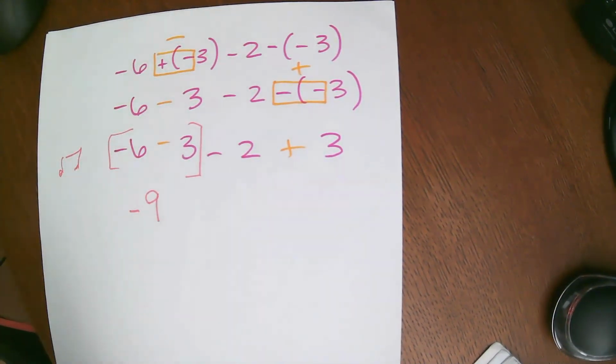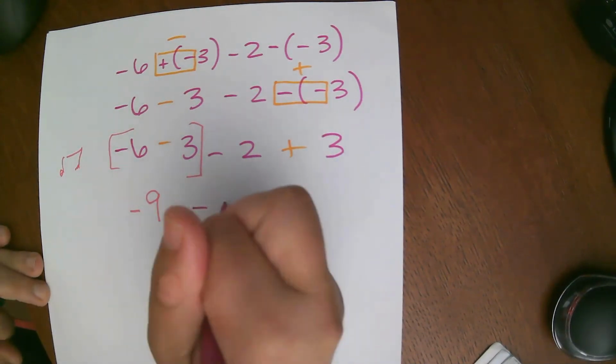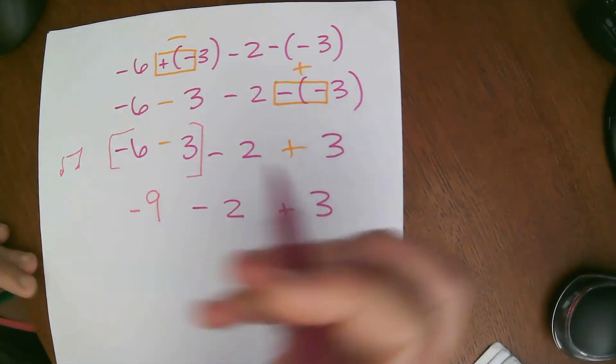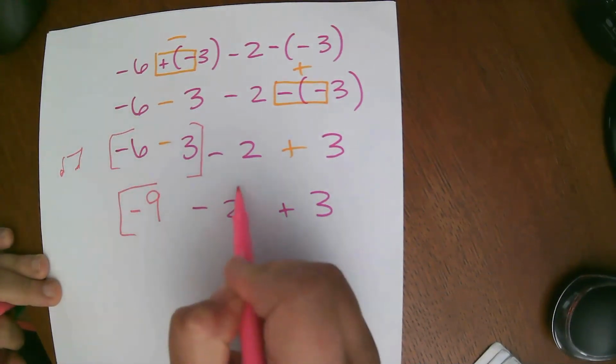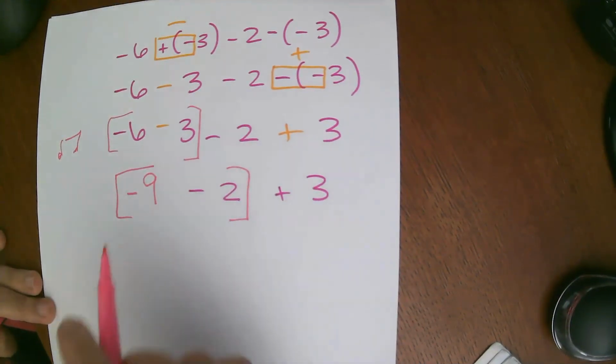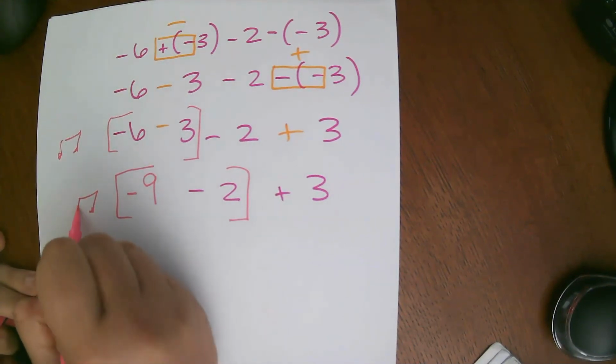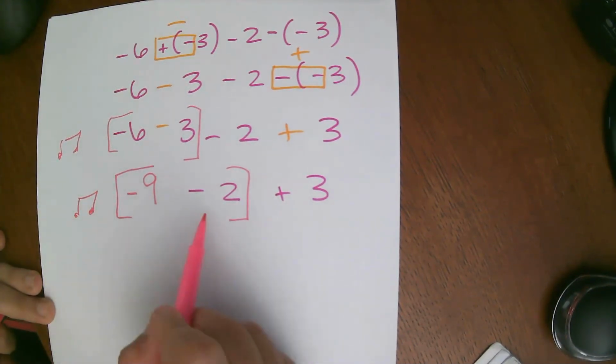Negative 6 and negative 3. Use the song. Like signs add. So these are additions. So 6 plus 3 is 9. Always keep the sign of larger. 6 is larger. Negative 9. Bring everything else down.